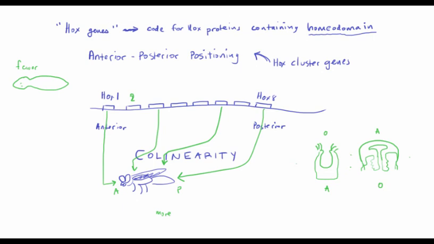The final piece to our current lecture is going to be that, yeah, not only do we have these rules of collinearity, but also the number of HOX genes is generally proportional to the amount of differentiation that's required in order to specify the overall body complexity of the animal. Okay, that's a good place for me to end this lecture, and I'll pick things up here next time.